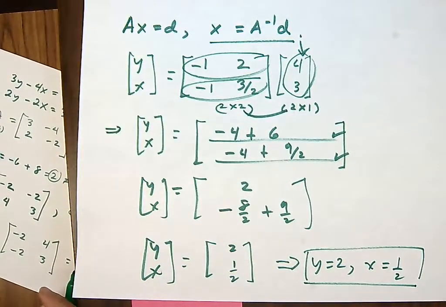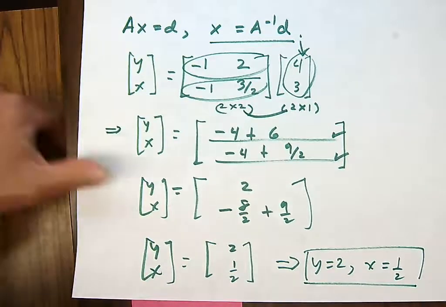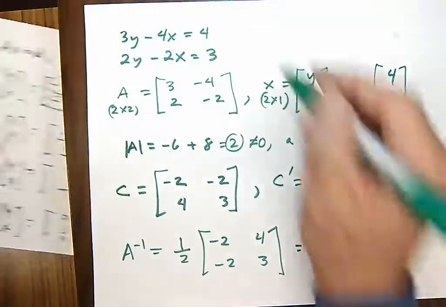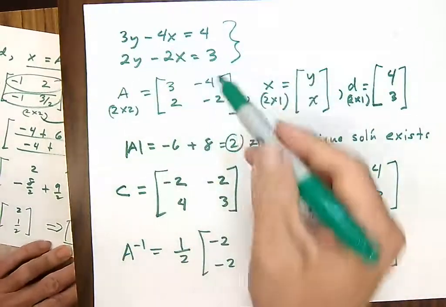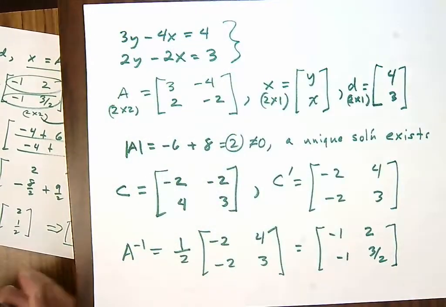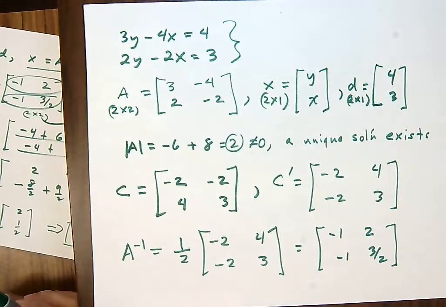How can you check to see if that is the solution to the original equation system? Go back to the original equation system right here. Put in that value of y and that value of x into each of these equations and make sure each equation is satisfied.